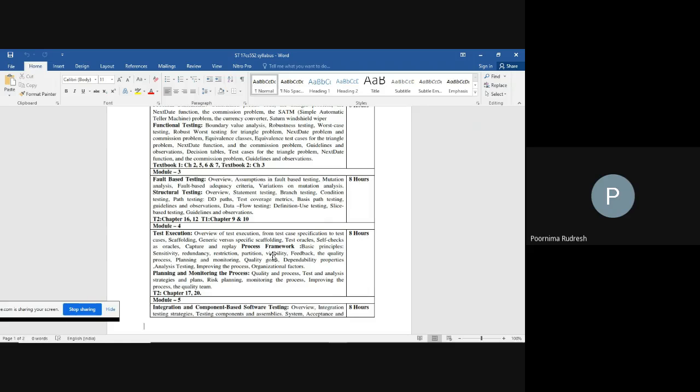So in module 4 there are three main topics: test execution, process framework, planning and monitoring the process. But here they have mentioned only two chapters, chapter 17 for test execution and chapter 20 for planning and monitoring the process. But for process framework, two more chapters are there from the same textbook, that is chapter number 3 and chapter number 4.